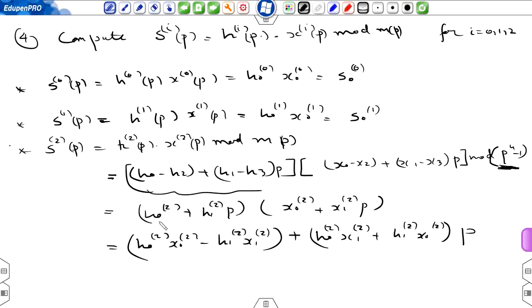Okay, so this is h0(2) plus h1(2)p, and this is x0(2) plus x1(2)p. Opening the bracket, multiplying the terms and rearranging, we have h0(2)x0(2) minus h1(2)x1(2) plus (h0(2)x1(2) plus h1(2)x0(2))p. So this can be written as s0(2) plus s1(2)p. The power of p is 0, the power of p is 1, and this is for the value i equal to 2.